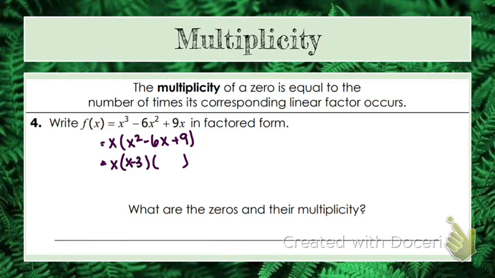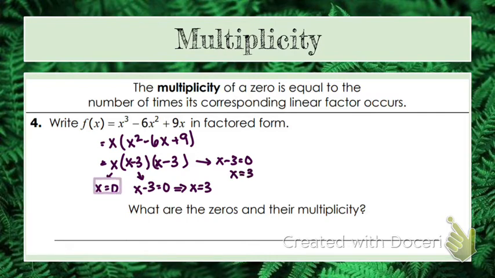So it's going to be -3 and -3. So we're going to get x equals 0, x minus 3 equals 0, which is going to give us x equals 3. And then again, x minus 3 equals 0, which is just going to give us x equals 3. So these are our 3 zeros, but if you notice, 2 of them are the same.